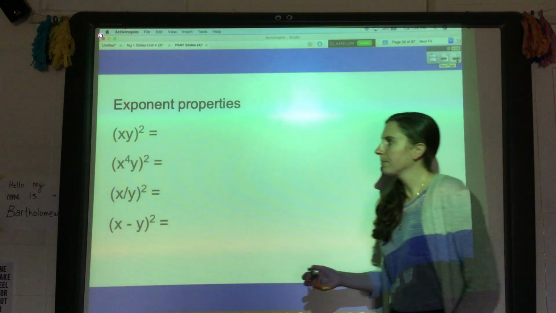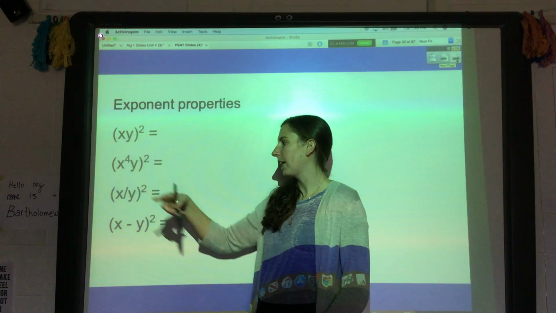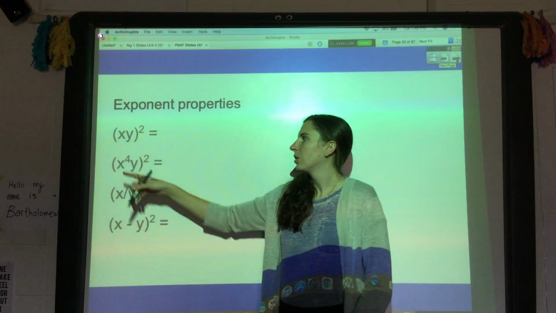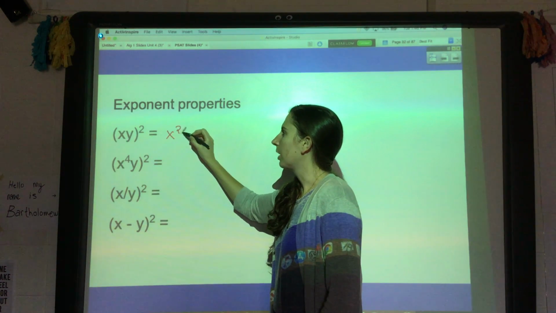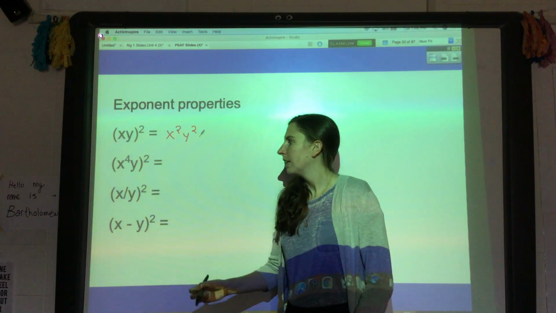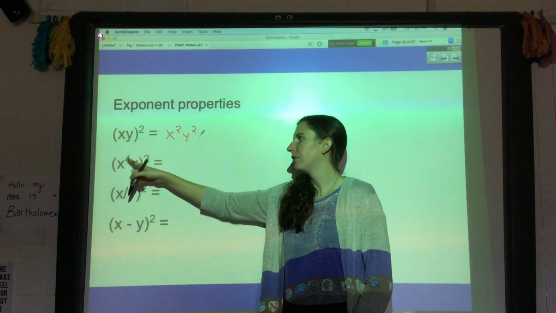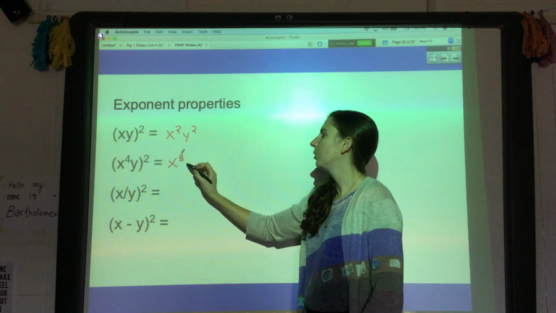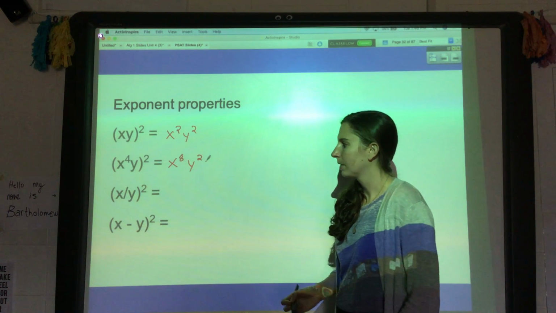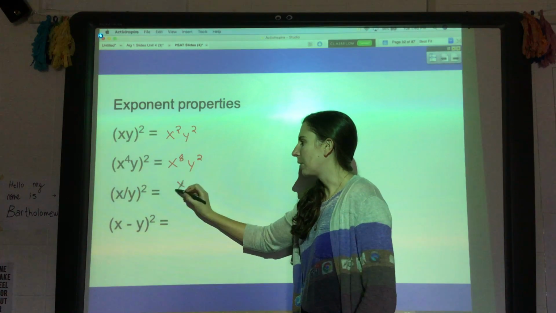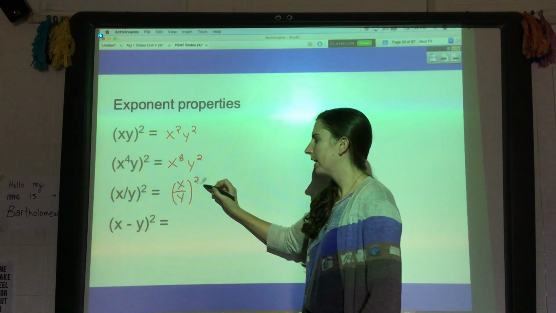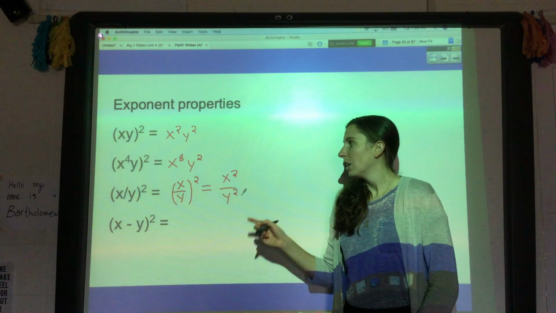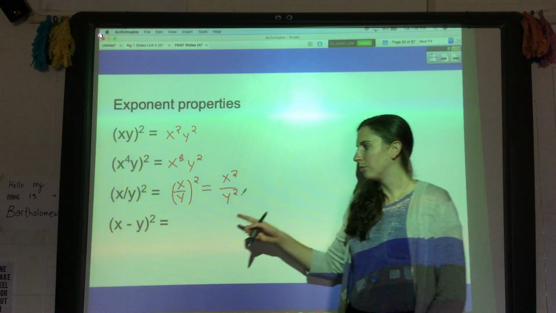A few more here. If you ever just have multiplication or division, you can just kind of distribute that exponent. So this would be the same as x squared y squared. Or in this case, we have 4 times 2, so x to the 8, and 1 times 2, so y squared. Division works the same way, so if I have x over y squared, that's the same as x squared over y squared.